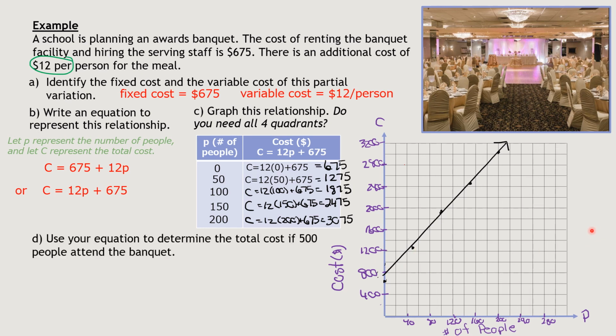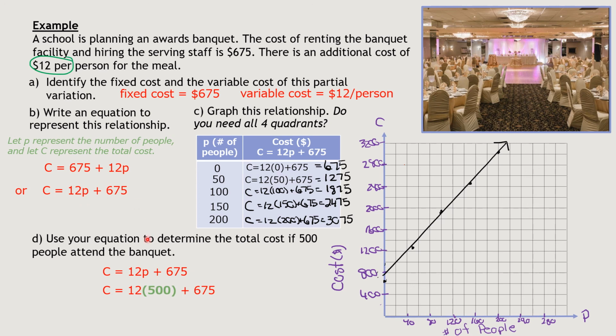The next question says, use your equation to determine the total cost if 500 people attend your banquet. So here's a new number. Where's the number going to go? Here's our equation, either of these. Where's it going to go? Is the 500 a C value or is it a P value? Well, it says right after the 500, it says people. So it's got to go in for P. It's a P value. There's our equation.